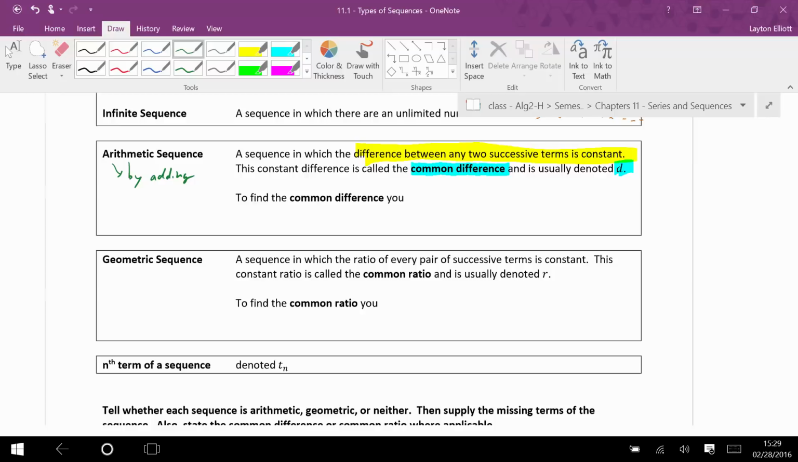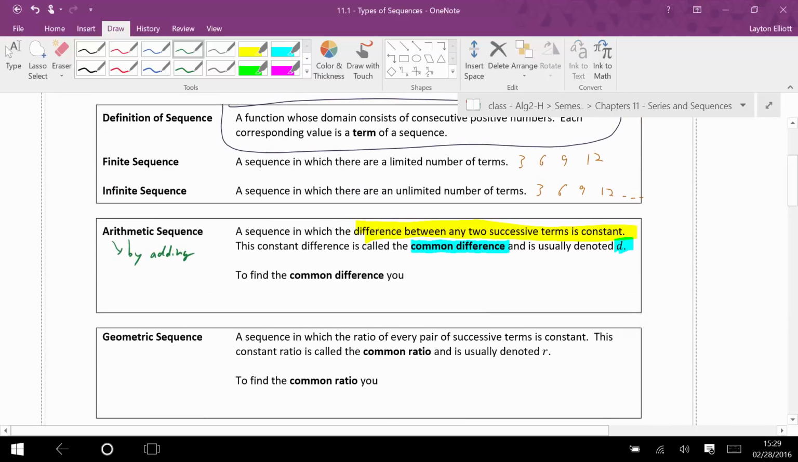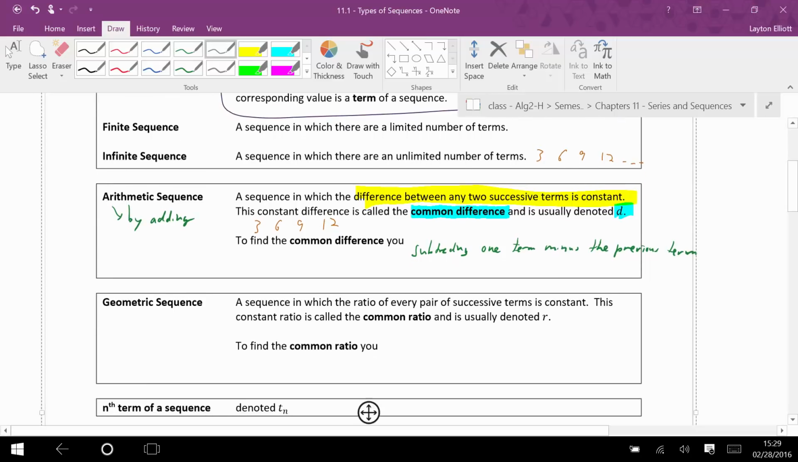In an arithmetic sequence like the one we just did right here, I would find the common difference by subtracting one term minus the previous term. So if I want to think about this right here, I would just take 6 minus 3, and that would be my common difference. My common difference is 3. So I subtract one term minus the previous term.